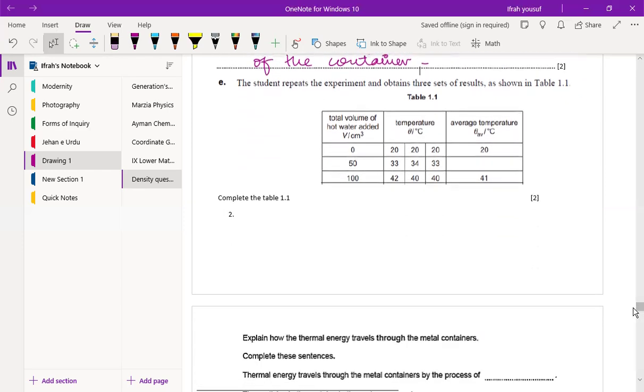All right. So what are you thinking about this table? The student repeats the experiment and obtains 3 sets of results. Sir, he has repeated the experiment three times with the thermometer. He has found out the temperature of all of them, but he did not find the average temperature. Right. तो यहाँ पे average temperature we can take the average of this: 20 + 20 + 20, so it will be 20.